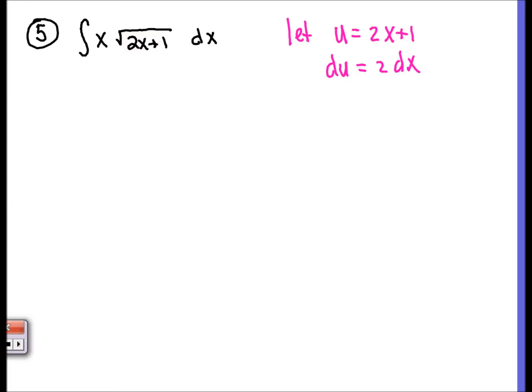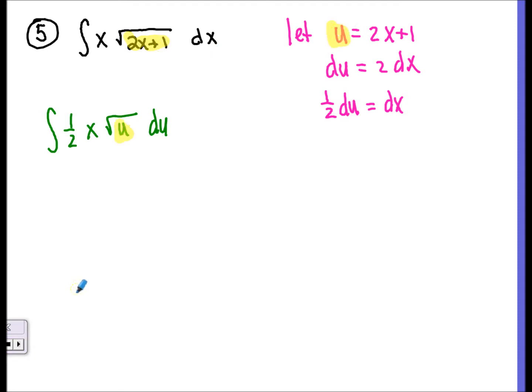I'm still going to let u equal 2x plus 1, and the derivative du is going to equal 2 dx. I can divide by 2 on both sides to solve for dx, getting dx equal to 1/2 du. And now let's do some substitution. The 2x plus 1 is what I let u equal, so I swapped out a u. The dx got swapped out with 1/2 du. I'm going to go ahead and put the 1/2 out in front.